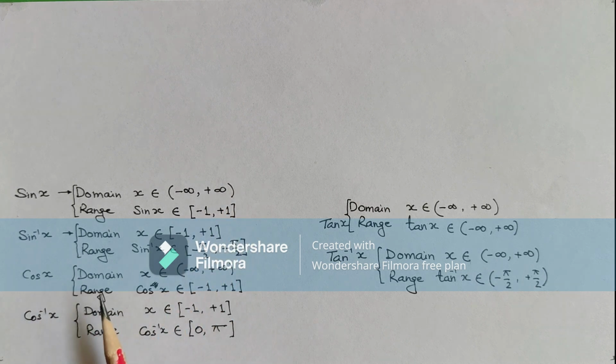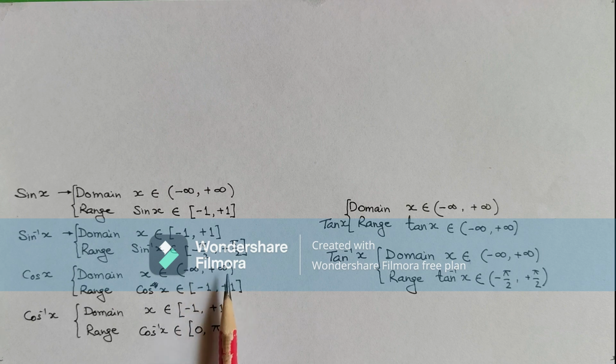Cos x: the domain of cos x, the value of x, can be anything from minus infinity to plus infinity, and the range of cos x is from minus 1 to plus 1. Correspondingly, for cos inverse x, whatever was the range of cos x becomes the domain of cos inverse x, minus 1 to plus 1, but the domain of cos x, which was minus infinity to plus infinity, does not become the range. Rather, cos inverse x gets restricted to 0 to pi.